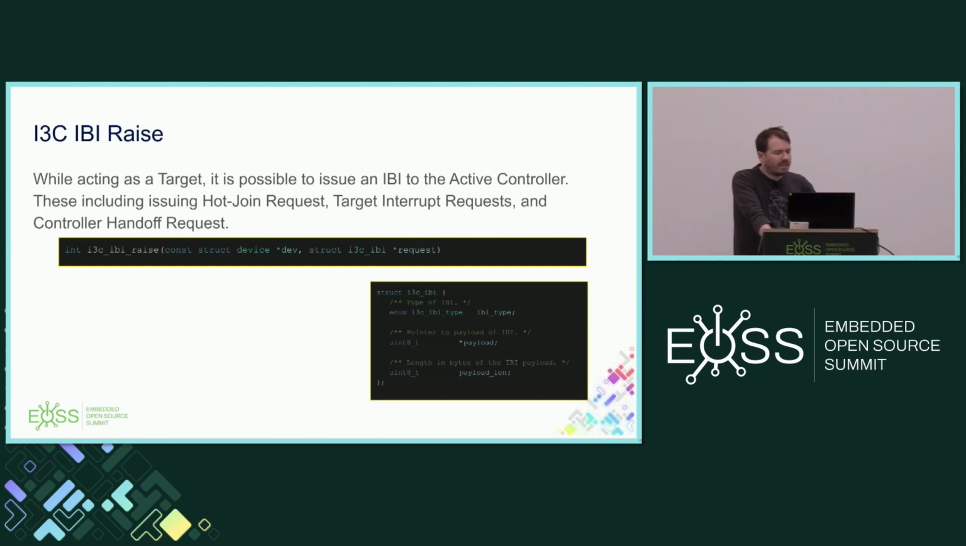So, and there is target support as well. If you're acting as a target and you want to issue a hot join request, a TIR, or a controller handoff, then that is the IBI raise function. There's a struct where you need to define the IBI type: hot join, controller handoff, or the target interrupt request as well. The target interrupt request can also come with a payload that is sent out to the controller if it accepts the IBI.